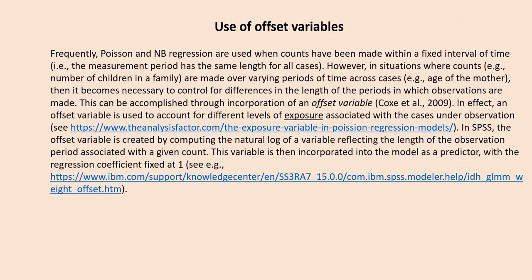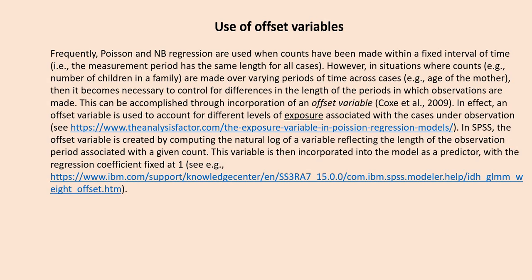Frequently, Poisson and negative binomial regression are used when counts have been made within a fixed interval of time, that is, the measurement period is the same length for all cases. However, in situations where counts are made over varying periods of time across cases, then it becomes necessary to control for differences in the length of the periods in which observations are made. This can be accomplished through incorporation of an offset variable. In effect, an offset variable is used to account for different levels of exposure associated with the cases under observation.